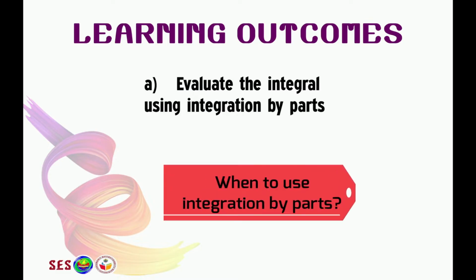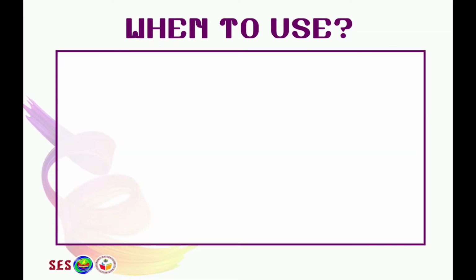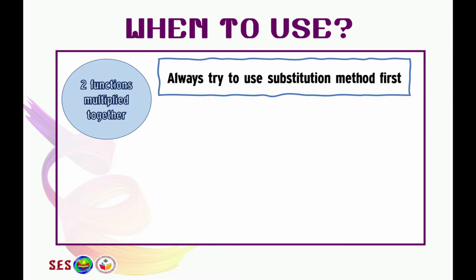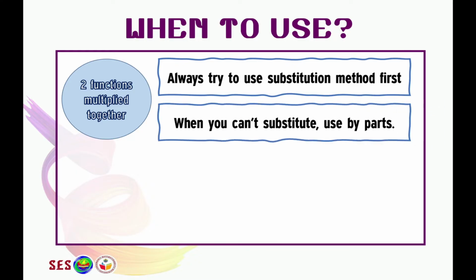So when to use integration by parts? You can use them anytime. But my tip: if there are two functions that multiply together, always try to use the substitution method first. Okay, so try it at the side. If you can use the substitution method, then that's fine. Go on with the substitution method. But when you cannot substitute, we use by parts.